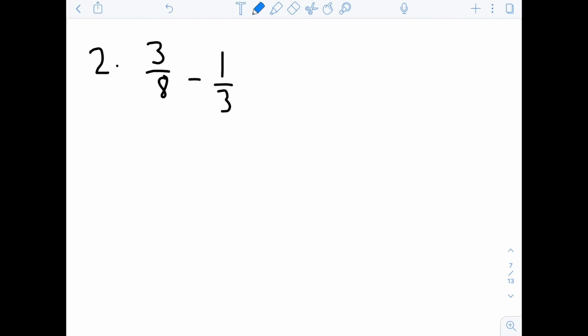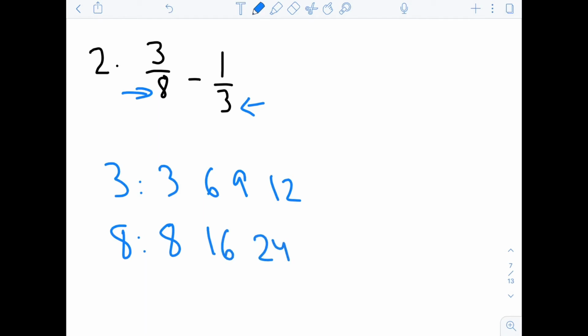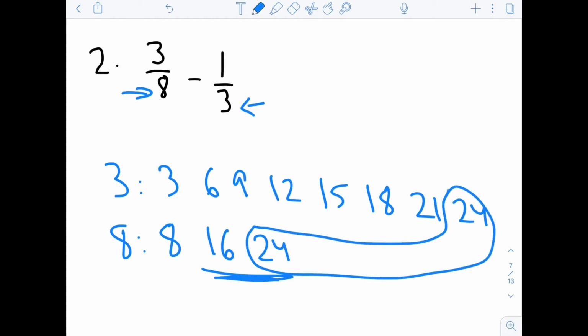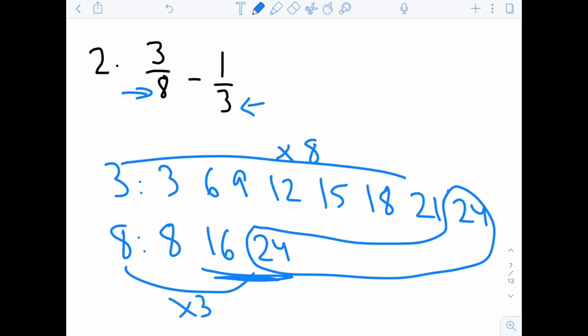So now let's do it with 3 and 8. The multiples of 3 are 3, 6, 9, 12, and for 8, there's 8, 16, 24. To get to these numbers, we need more multiples of 3. So let's keep going: 15, 18, 21, 24. There we go, we reached 24. So to get from 3 to 24, we multiply by 8. And to get from 8 to 24, we multiply by 3. So again, we're switching it.